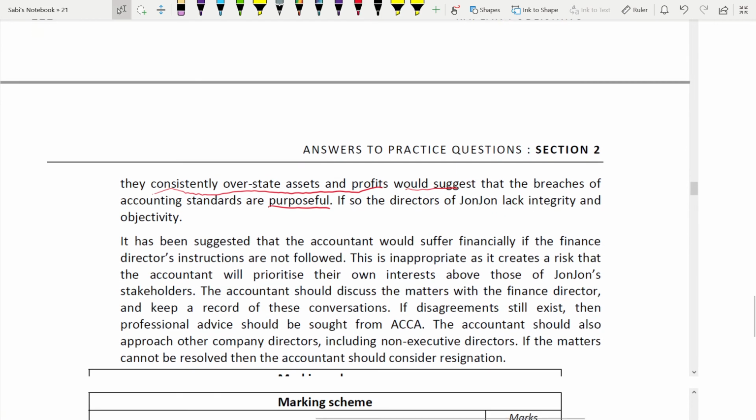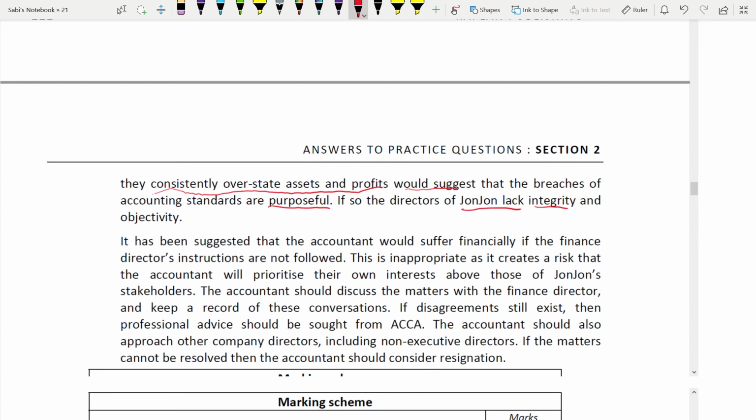If so, the directors of Johnson, what do they lack? Very important. You have to say exactly what they are lacking. Out of the five codes of ethics, whether it is integrity, objectivity, confidentiality, professional competence and due care, or professional behavior, which one? Definitely it is integrity. Integrity and objectivity, most of the ethical questions have these two things, but other things can also come.